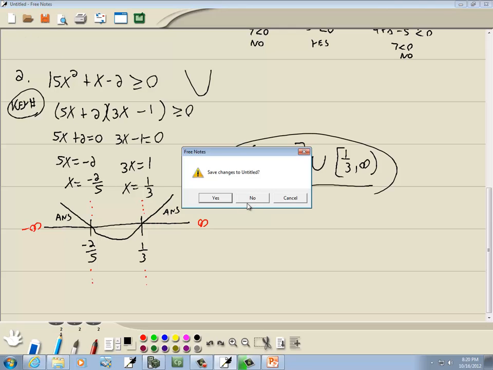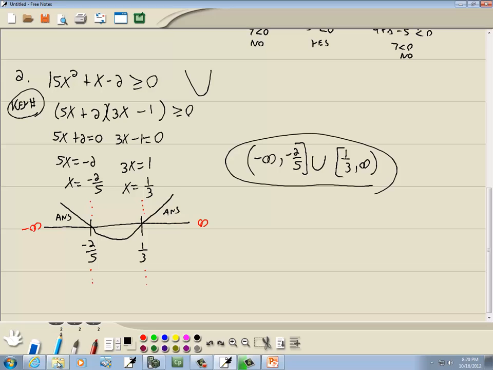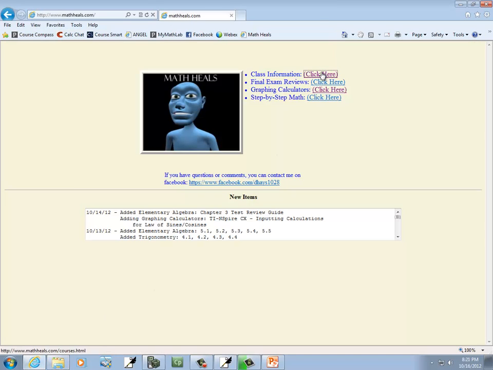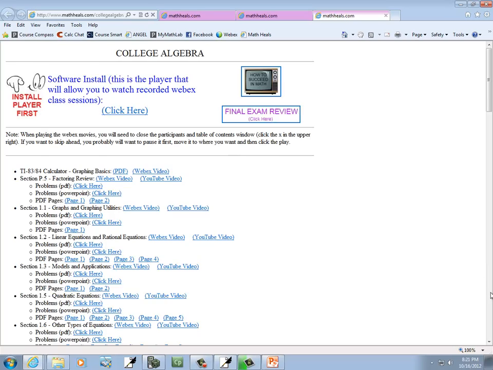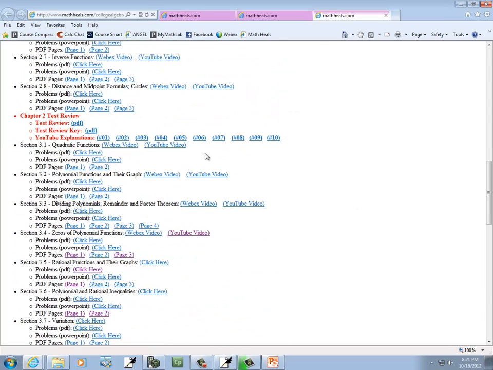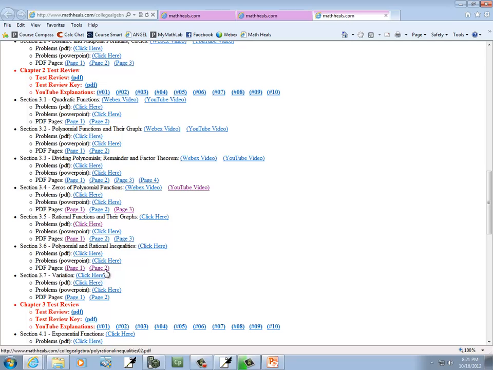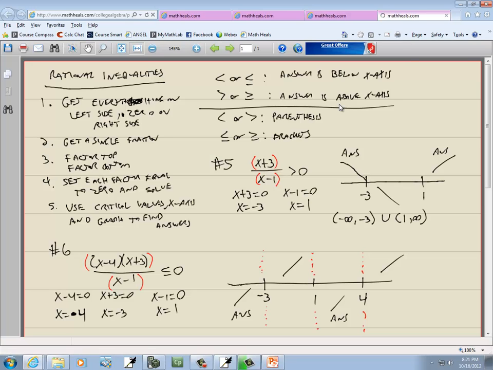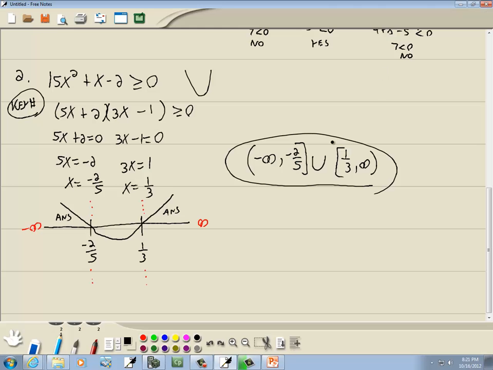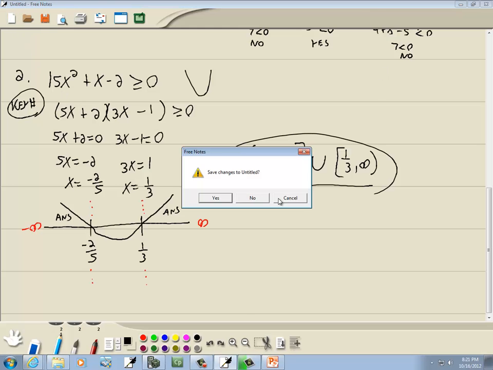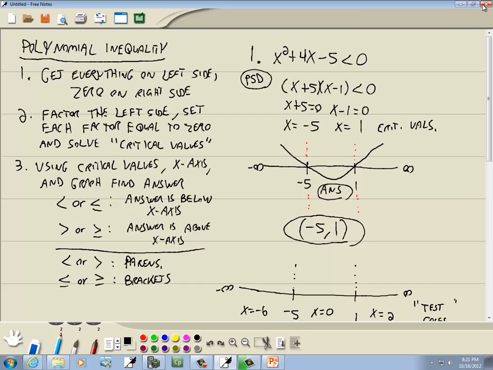Well, let's start a new page. I think I got this saved. Let me double check. What is this? 3.6? Yep, I got them saved. Okay, so we just start a new page here, and then we'll look at our next example.